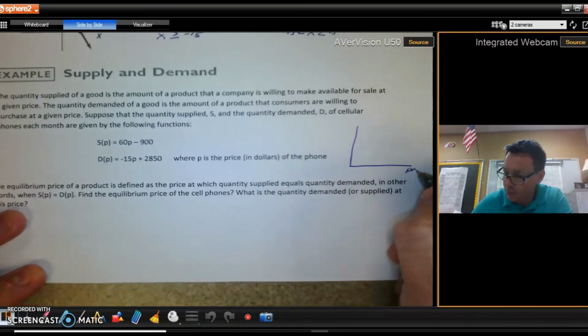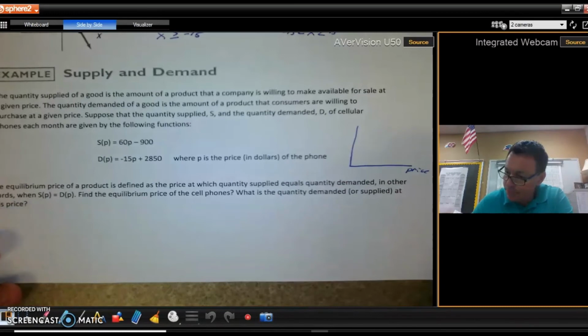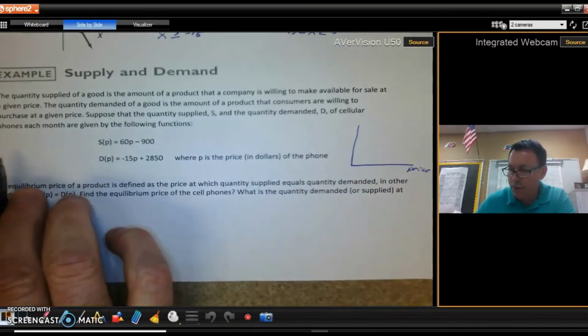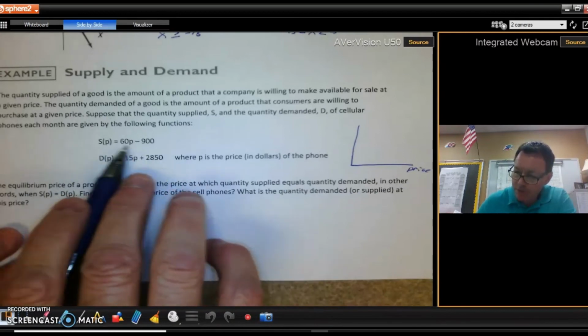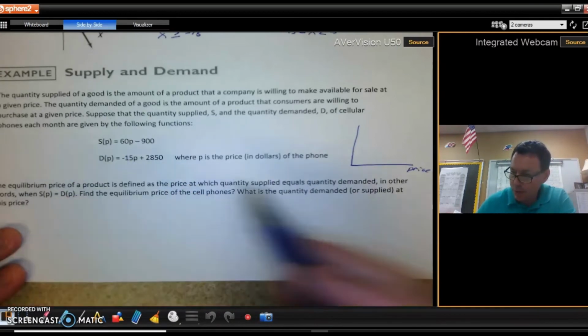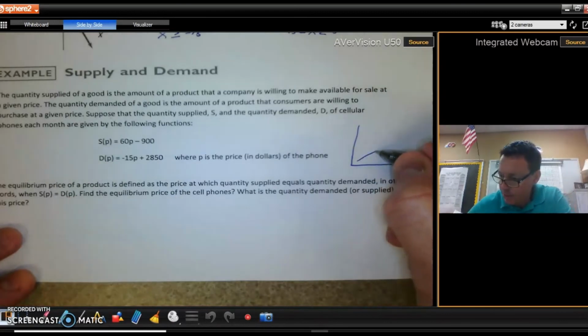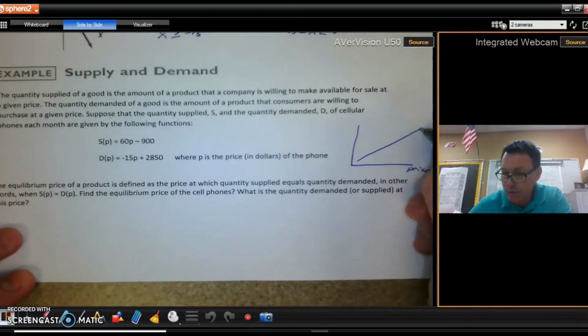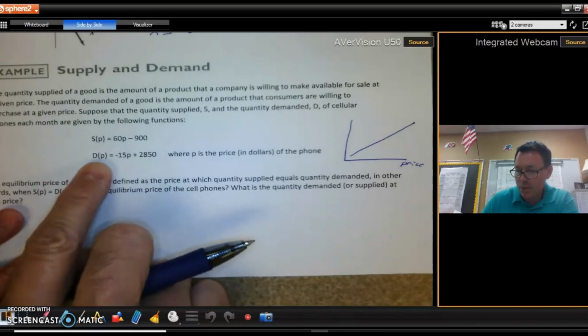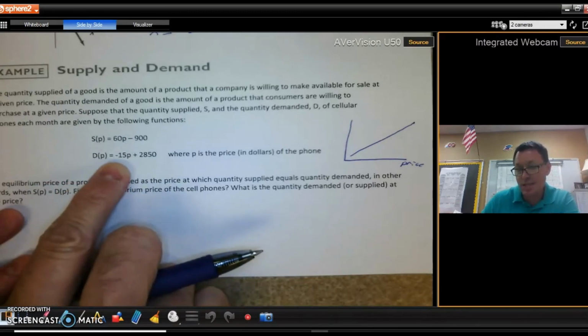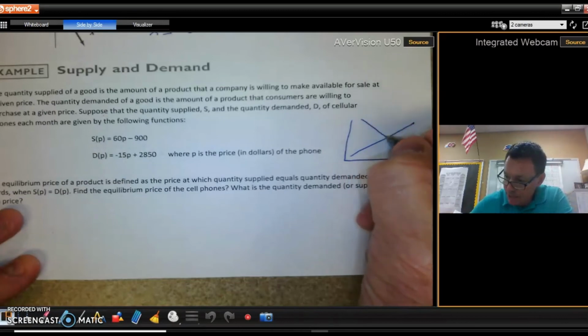So we've got a certain price. So this is like for a cell phone. Okay, so these are the formulas for this cell phone. So you'll notice the supply function has a positive slope. So as the price goes up, the supply is going to go up. Okay, if the price is 1,000 or 2,000, or as the price goes up, the company's going to say, hey, we'll make more and more and more of these because we want to make that money. But at the same time, you'll notice the demand function has a negative slope. So the demand is going down.